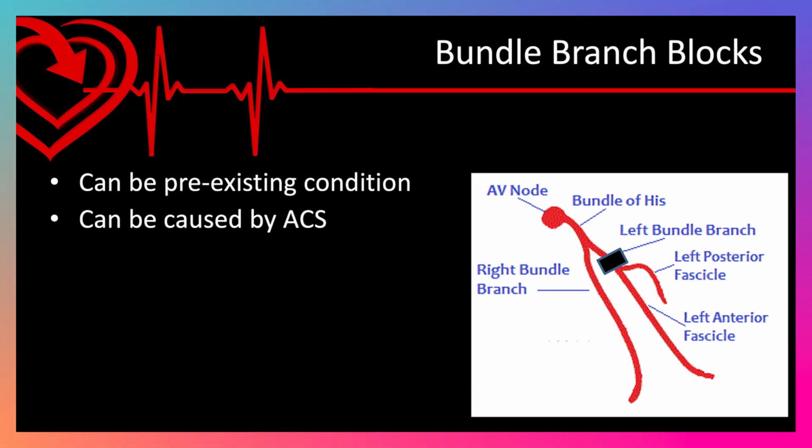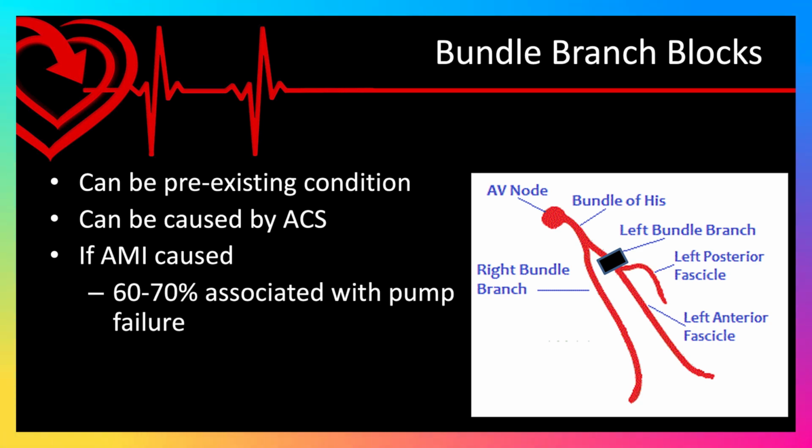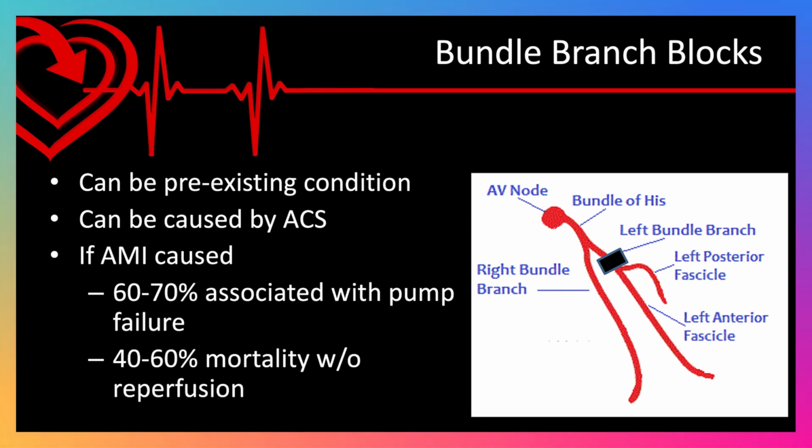We talk about bundle branch blocks as being an alarming finding if it's new, because a likely cause is an acute myocardial infarction. And if it is being caused by an MI, then there is about a 60 to 70% chance that you're going to develop pump failure. That blockage of the left bundle branch takes out so much of the coordination of the left ventricle, it's not able to pump forward efficiently, meaning fluid's going to back up into the lungs. In those patients, the mortality rate, if they don't get reperfusion, is in the 40 to 60% range. So this is a significant finding, a significant problem.